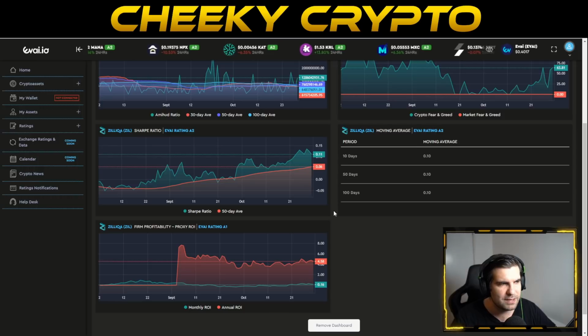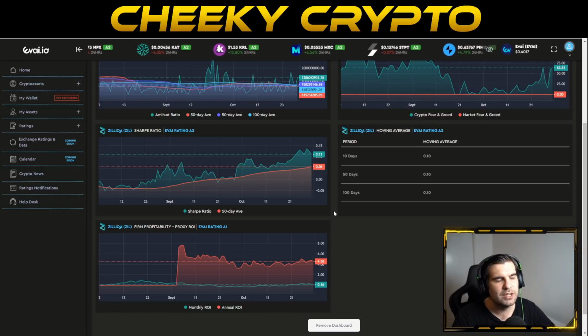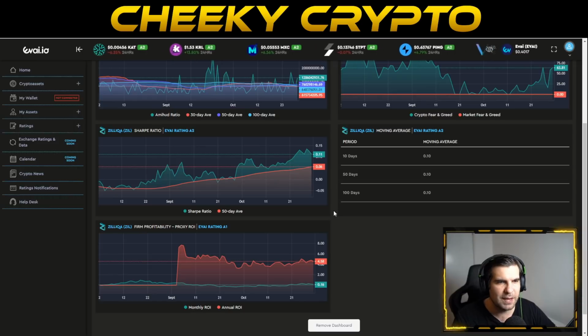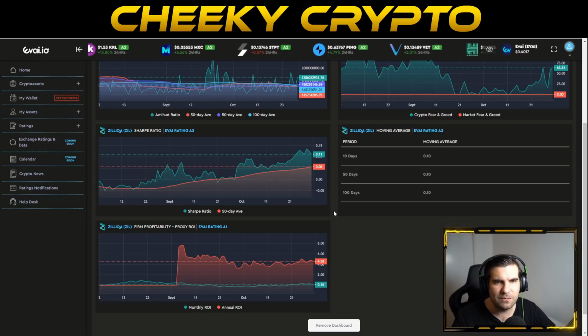But what we have here is basically a Sharpe ratio that's saying you might want to have some exposure to Zilliqa. And of course, we have a pretty neutral fear and greed index. So again, read into that as you will.